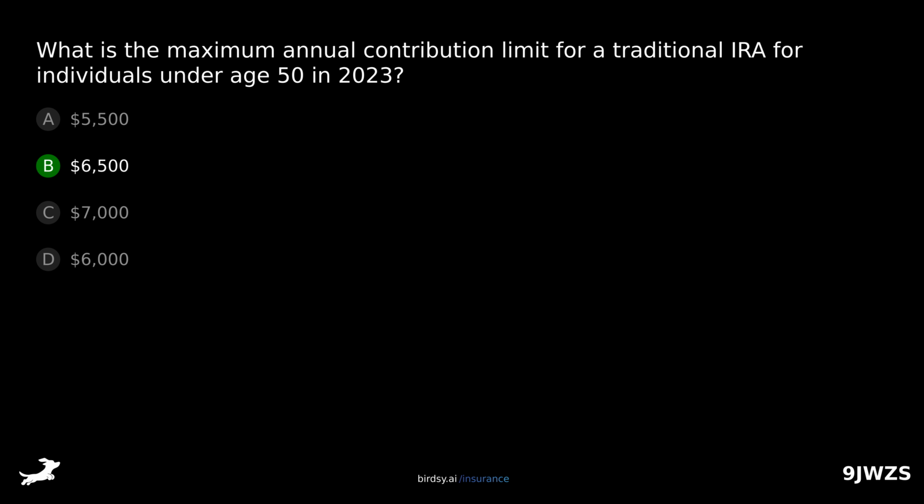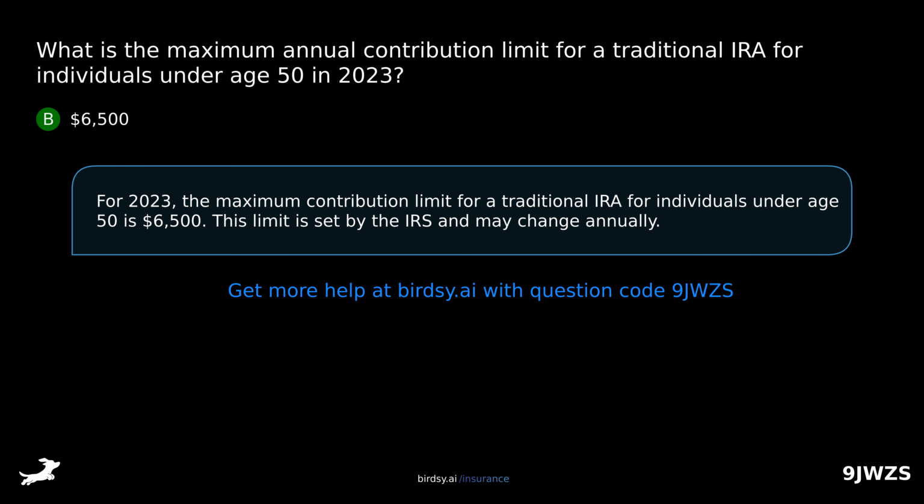$6,500. For 2023, the maximum contribution limit for a traditional IRA for individuals under age 50 is $6,500. This limit is set by the IRS and may change annually.